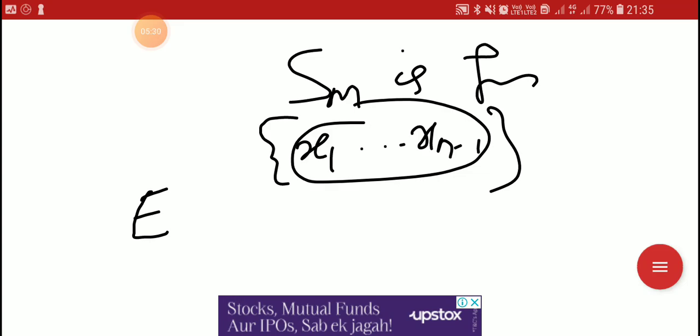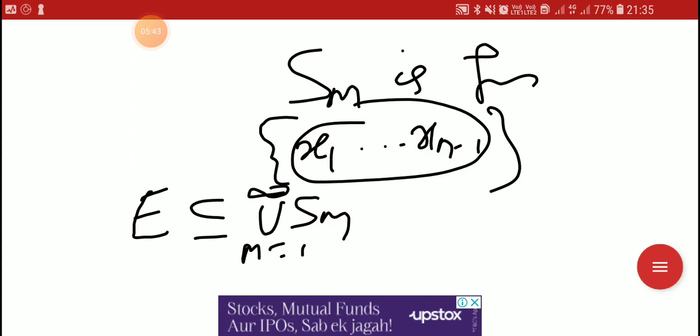The Sm are such sets, and we take their collection. Therefore clearly E is a subset of the union of Sm, where m equal to 1 to infinity. The discontinuity points are in the set union of Sm, so E is a subset of it. That is clear.